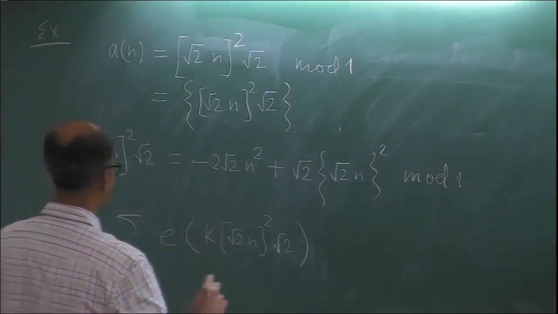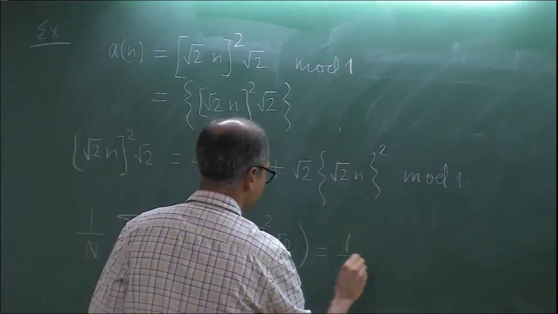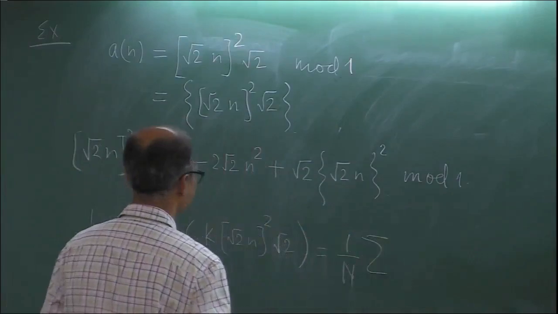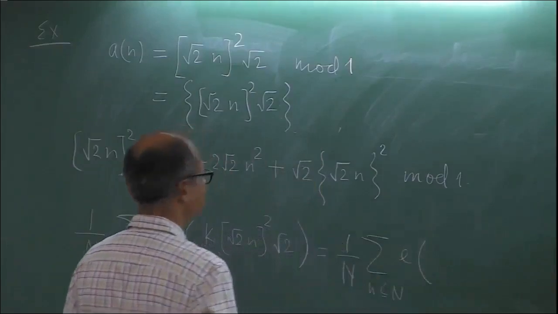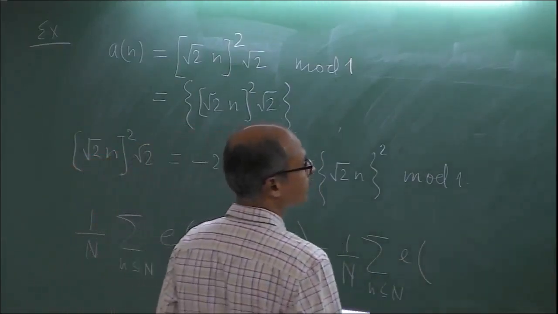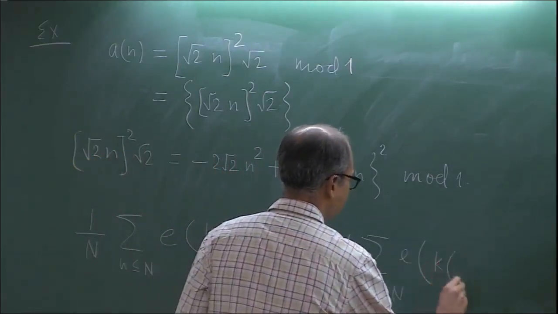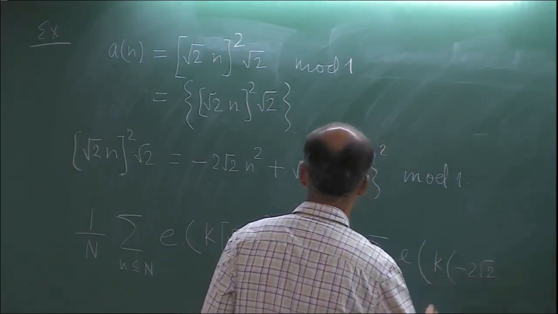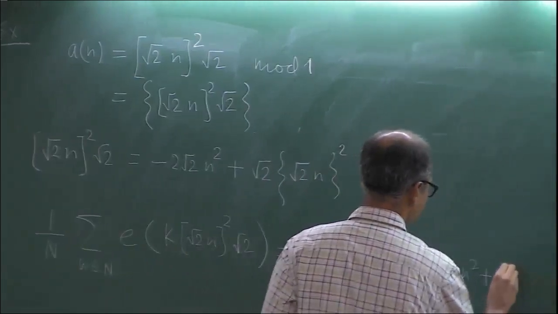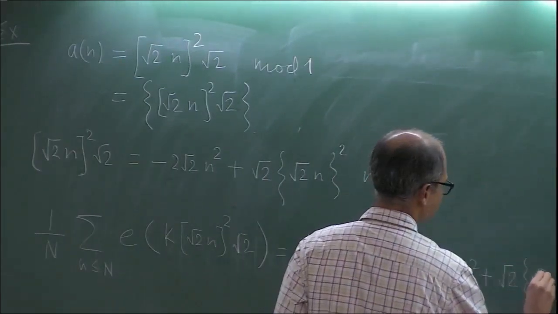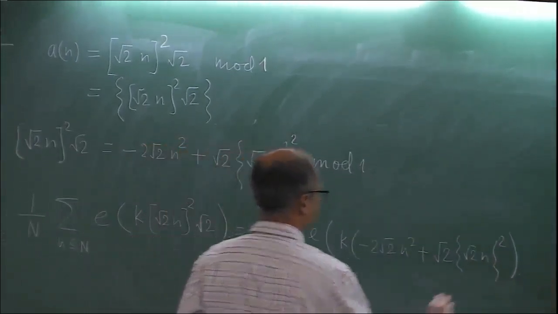So let's write it down using this. I have 1 over n, exponential of k minus 2 square root of 2 n square plus square root of 2, another bracket.